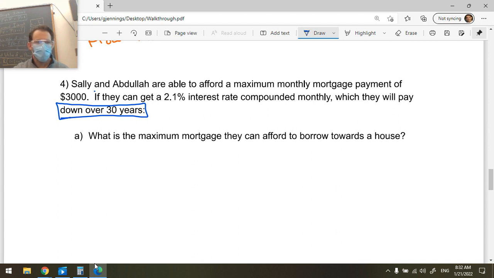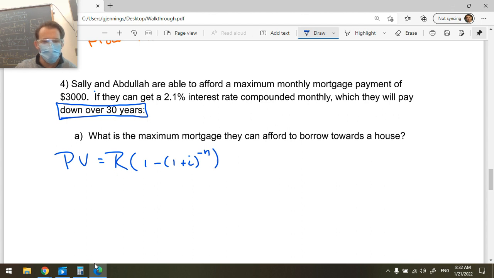So for this we need to know the present value of an annuity. Present value of an annuity is given by this formula. It's given by the regular payment multiplied by bracket 1 minus 1 plus i to the negative n, all divided by i. Okay, let's plug and chug.